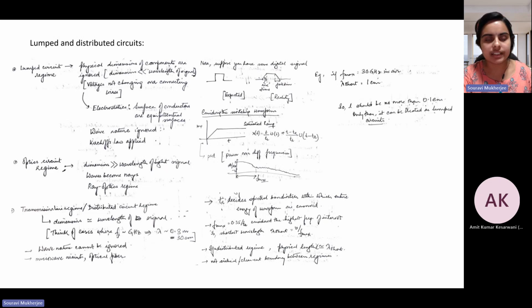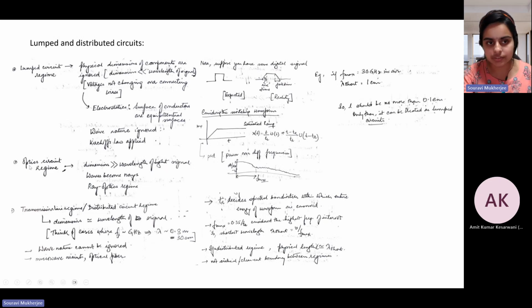Okay, so where we say that the surface of the conductors is an equipotential surface, and there's no change in moving some charge from one point to another over the surface of the conductor. Okay, and in this condition, the Kirchhoff's law is applied. And as you can see, because the wavelengths are much larger than the dimensions, the wave nature is ignored.